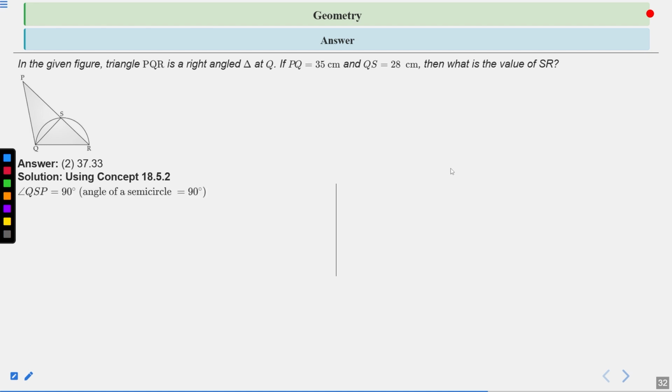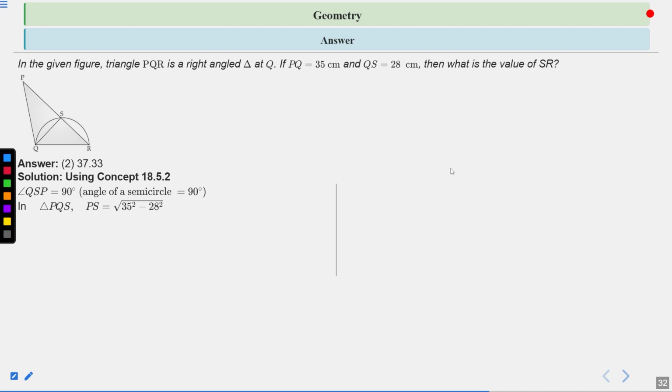Angle QSP equals 90 degrees, because the angle in a semicircle is 90 degrees. So in triangle PQS, PS will become under root 35 square minus 28 square, because PQ is the hypotenuse of the right angle triangle PQS. So it is also a right angle triangle which is PQS.